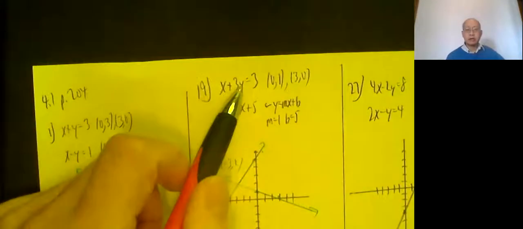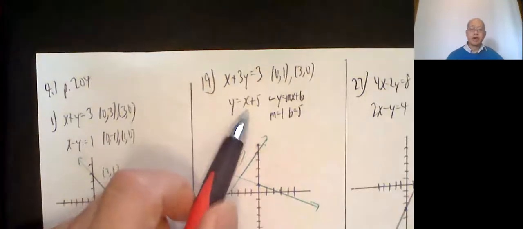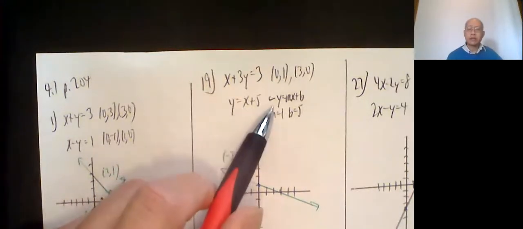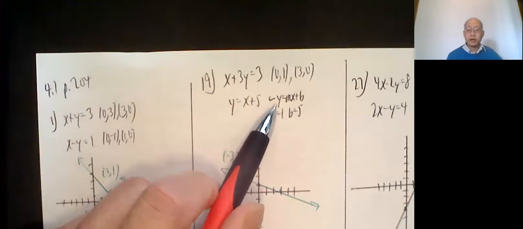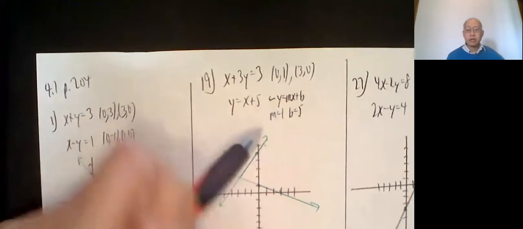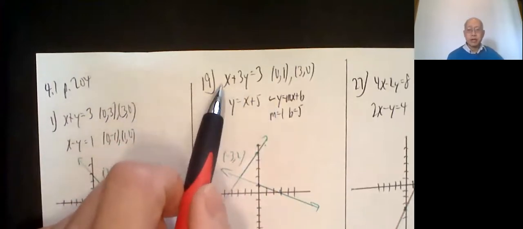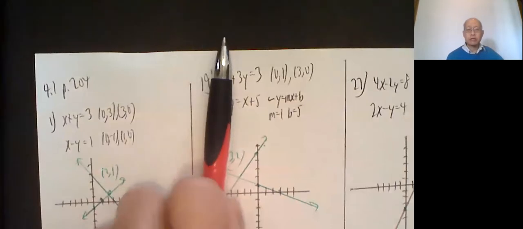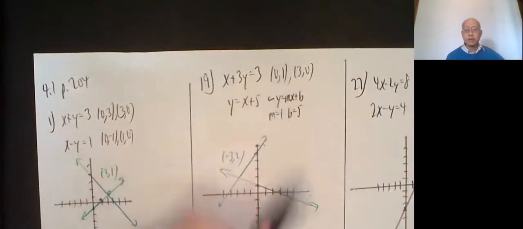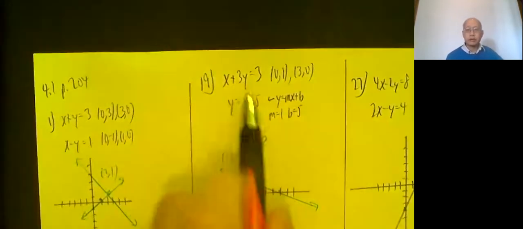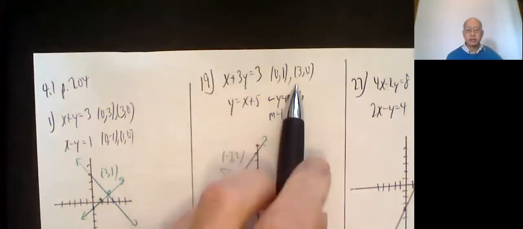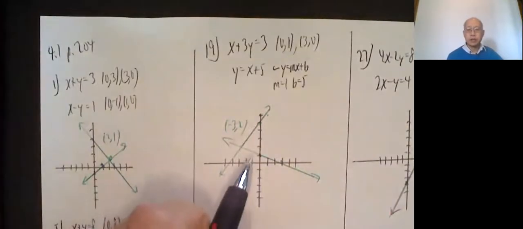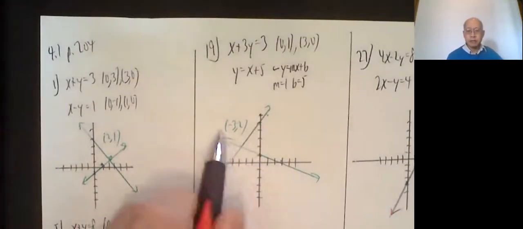Number 19, x plus 3y equals 3, y equals x plus 5. This one already looks like y equals mx plus b, so I'll graph it in that format. For the first one I'll pick the zeros. X is 0, cover that up, 3y equals 3 means y is equal to 1. But y equals 0, 3 times 0 is 0, so x is equal to 3. So 0, 1, and 3, 0. Connect them.